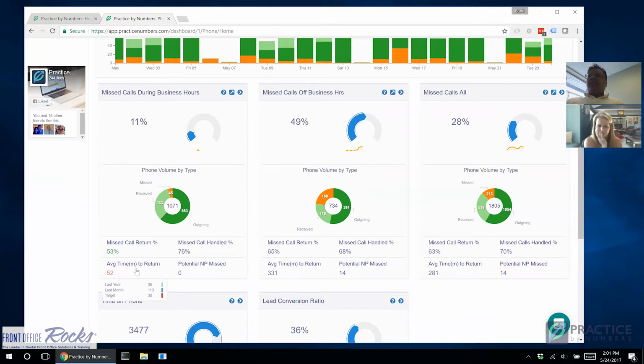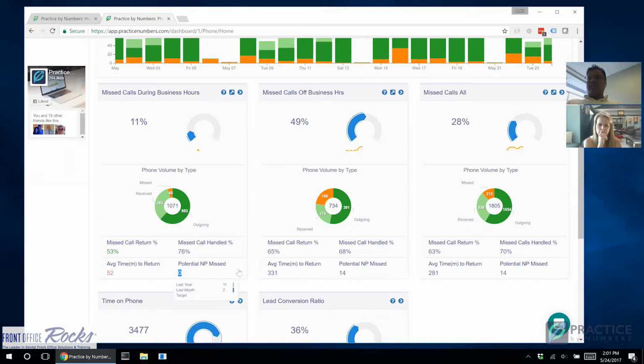But one thing that's encouraging in this office is that even with the very high missed call rate, they missed zero new patients during business hours. That's great. And that's important because we don't want any calls to go into voicemail, but we definitely do not want any new patient calls to go into voicemail.